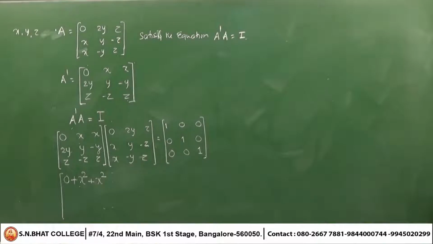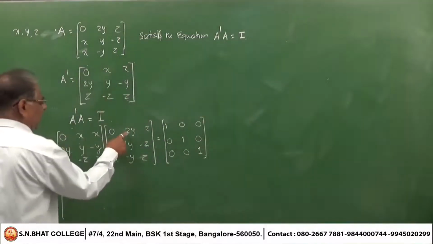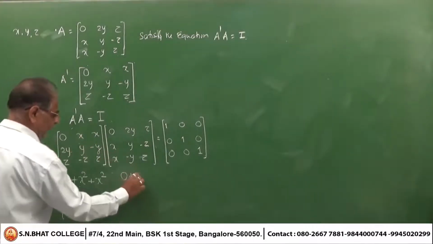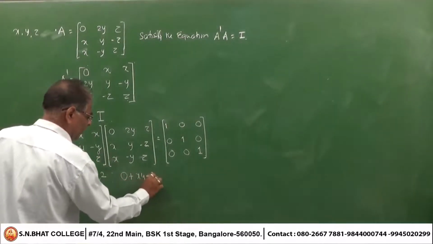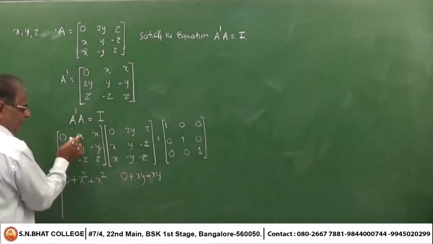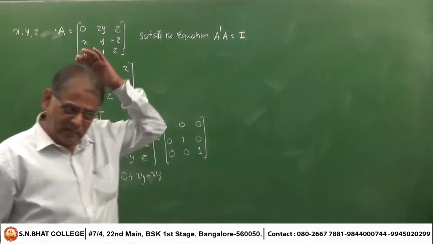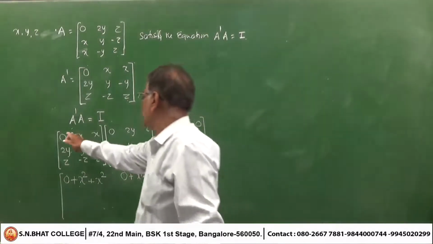First row, first column. Next, first row, second column. 0 into 2y is 0, plus x into y is xy, plus x into minus y is minus xy. This is the multiplication of first row with second column.